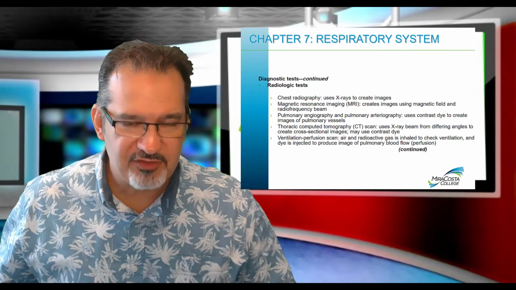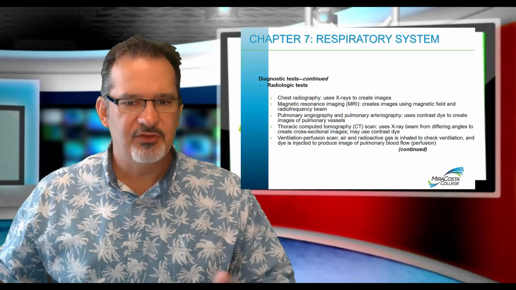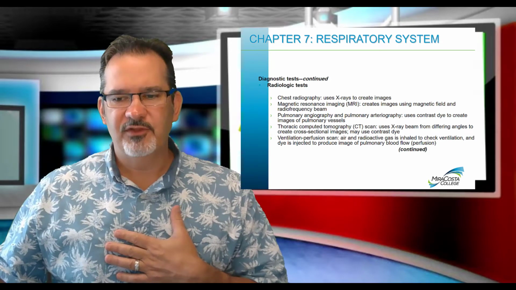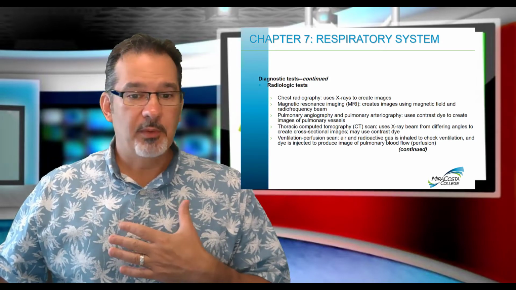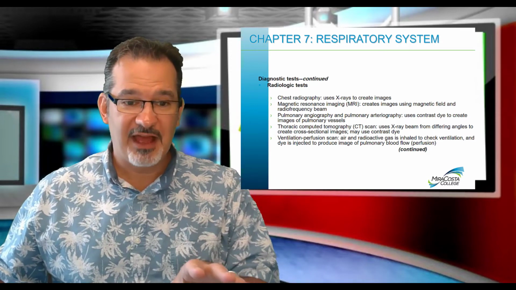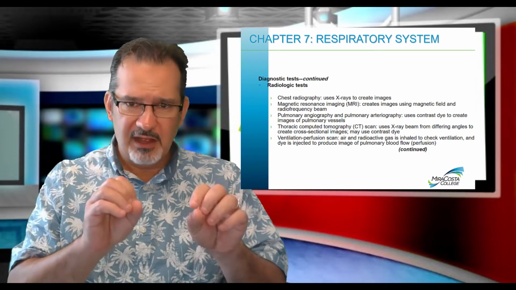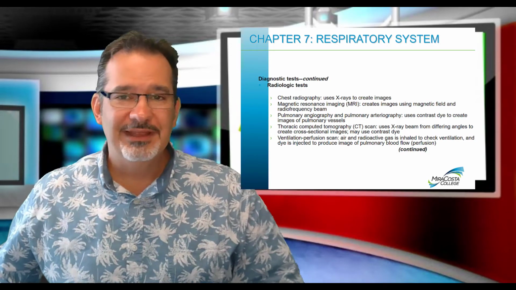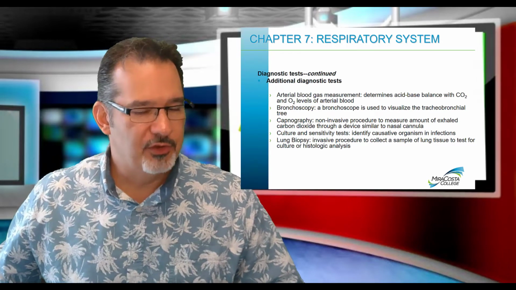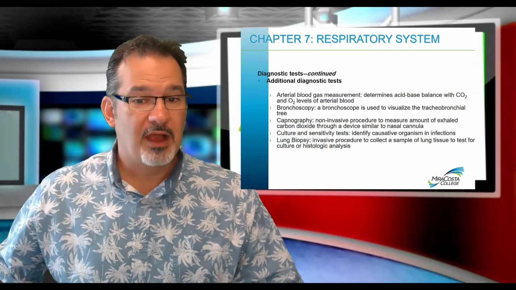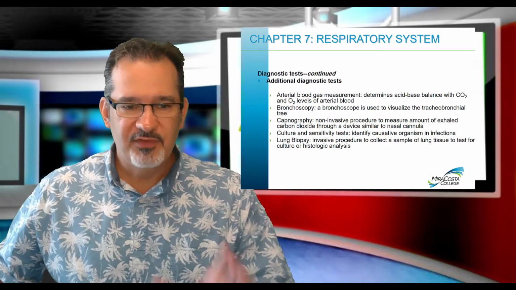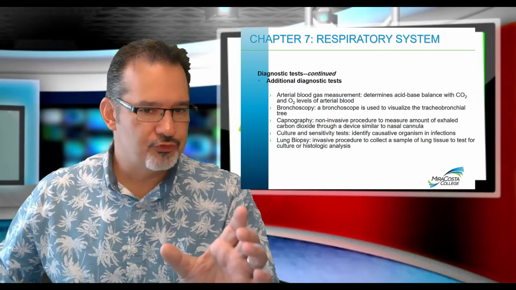Okay, different radiologic tests that we do, obviously chest x-rays, we do MRIs of the chest, CT scans of the chest, pulmonary angiography and arteriography using contrast dye to attach to certain structures inside the respiratory system so that we can view those better. Okay, arterial blood gas, another one, bronchoscopy, using a camera to visualize the tracheobronchial tree.